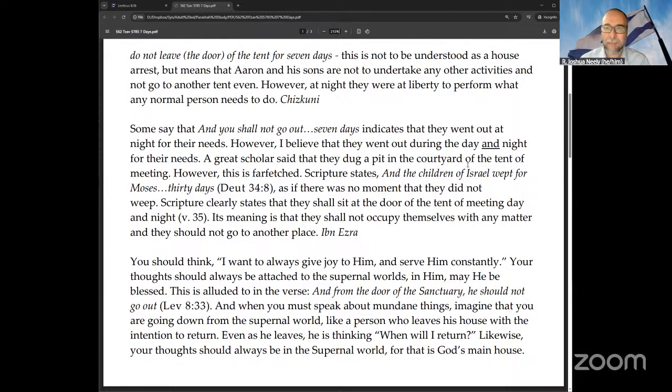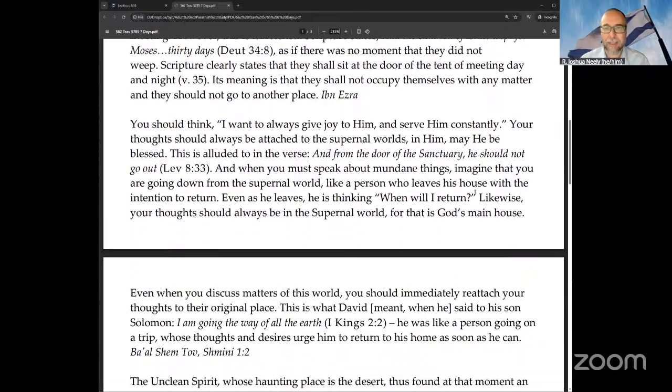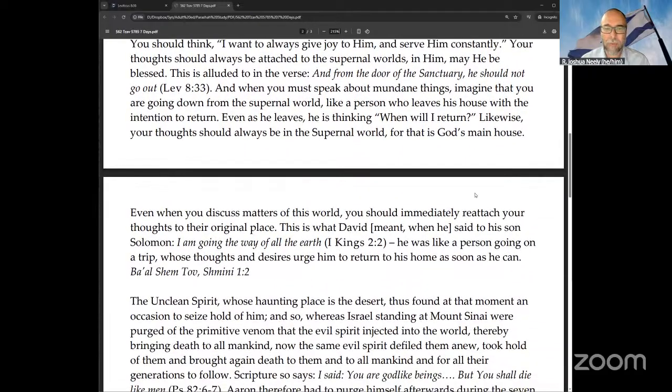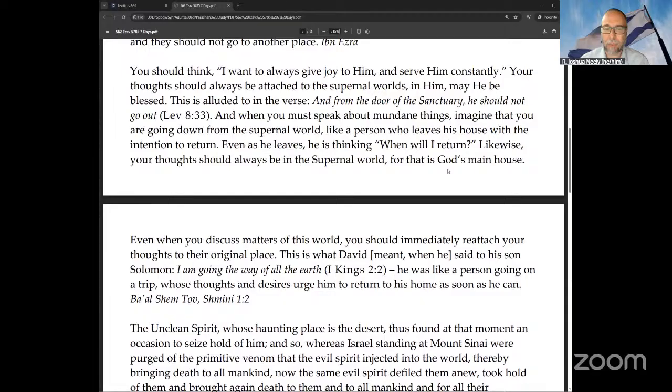Now, let's come back from having had this insight and talk more generally about why we were doing what we were doing and what was the attitude that was meant to be imbued in this activity. And for that, we're going to turn to Baal Shem Tov, the founder of the Hasidic branches of Judaism. You should think, meaning a person should think, that this is the way they should focus themselves. I want to always give joy to him and serve him constantly.